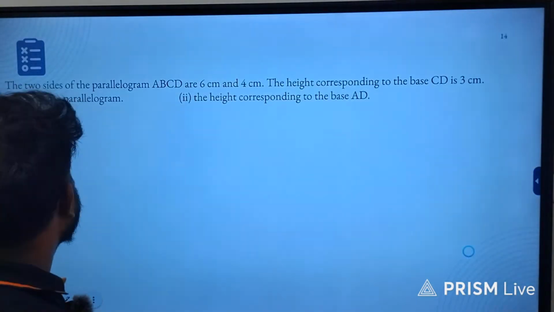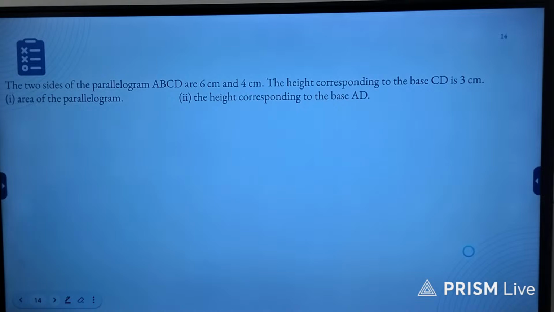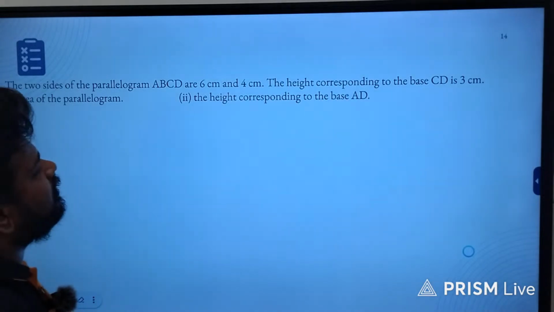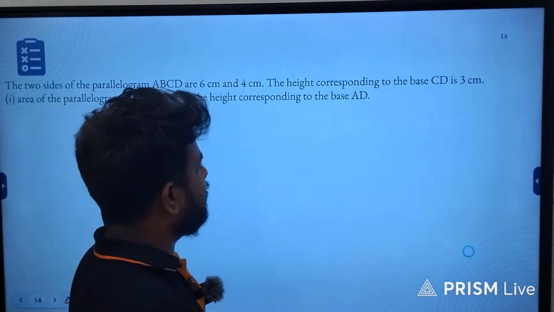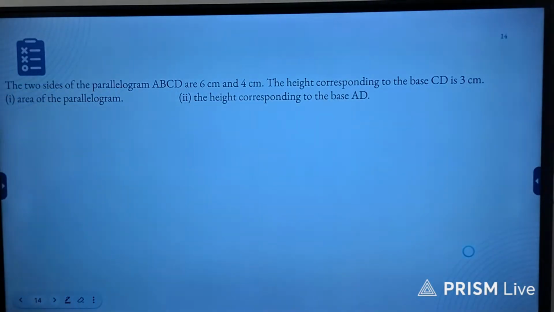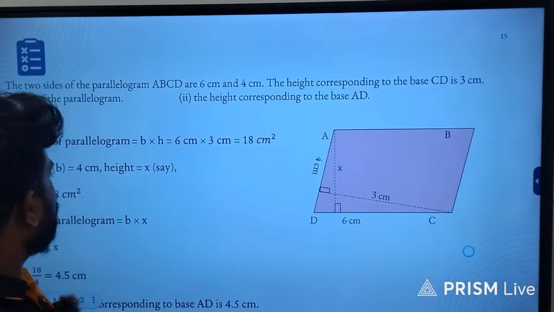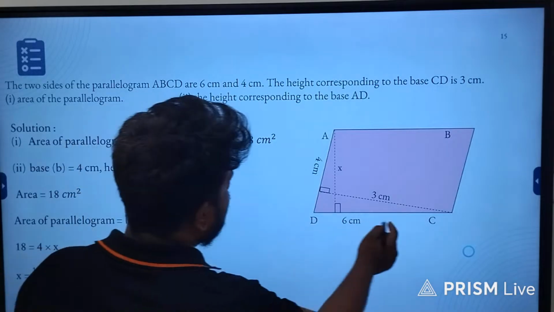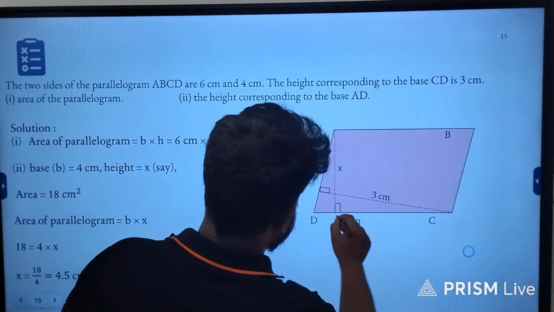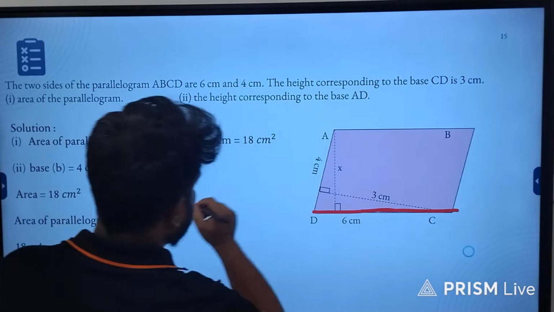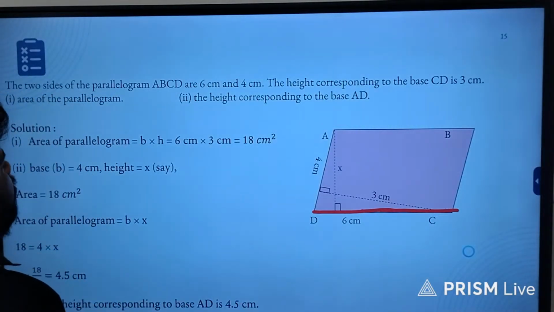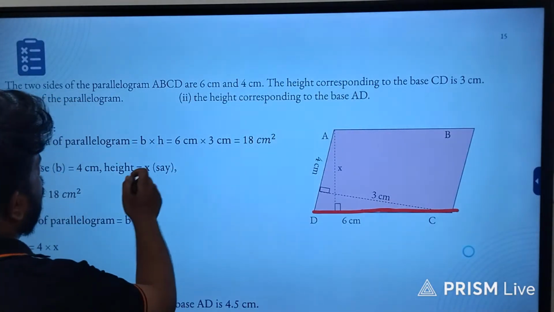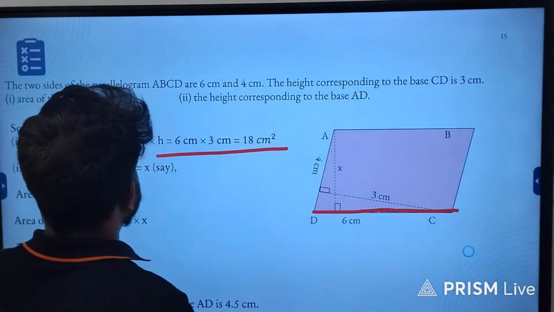Next, the two sides of a parallelogram ABCD are 6 cm and 4 cm. The height corresponding to the base CD is 3 cm. So, we have to find the area of the parallelogram and the height corresponding to the base AD. In this case, you have to find the base, that means this part. So, the area of the parallelogram will be easy to find, that will be 3 6s are 18 centimeter square.